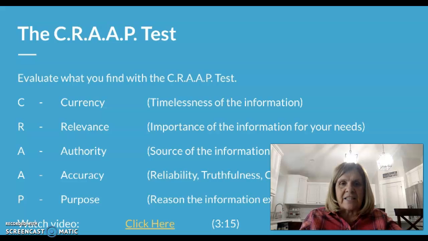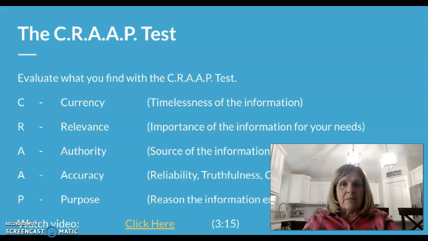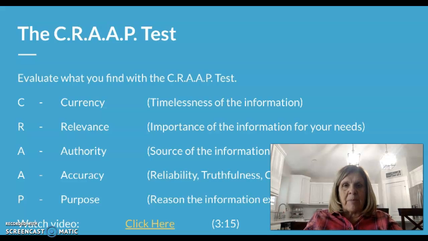So the C stands for currency. What that means is that the source that you find is relevant, that it's the most recent research to fit your topic rather than something that's taken place a long time ago. R is relevance, that the information you find fits your essential question. A is the authority. It's important that you do a quick Google search on your author or multiple authors from the source to see if they are experts in the field.